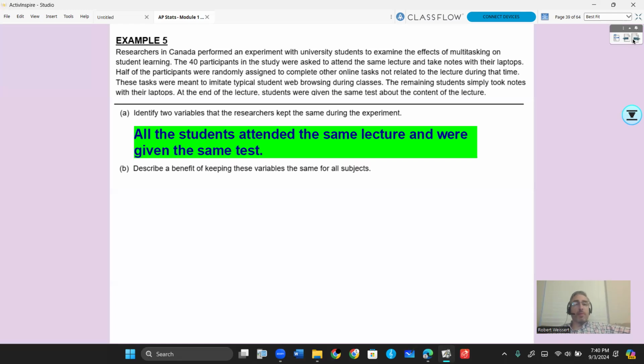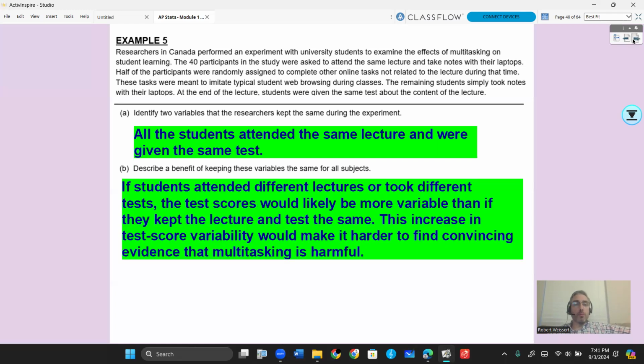Let's describe a benefit of keeping these variables the same. While students attended different lectures or took different tests, the test scores would likely be more variable. What if some groups of students had an easy test, some had a hard test? How can we compare those test scores? So we want to be able to keep those things the same. Same lecture, so that way the same professor, they're getting the same content, same information, so they can better compare the growth on their test. This increase in test score variability would make it harder to find convincing evidence that multitasking is harmful. So we want to reduce that variability by keeping it the same.